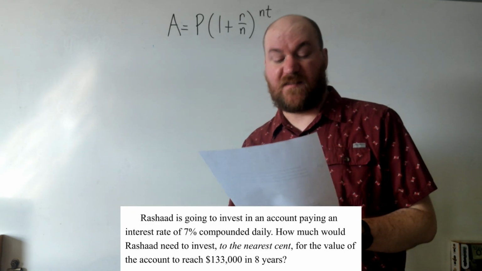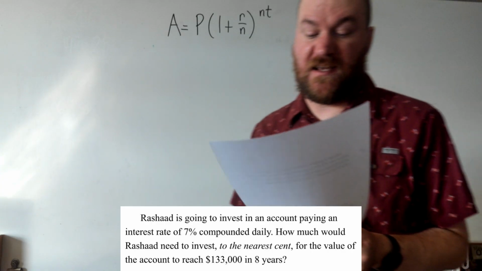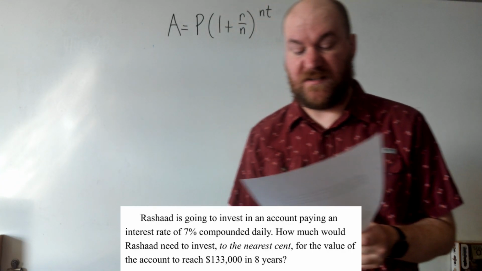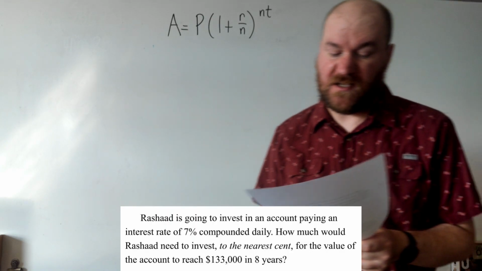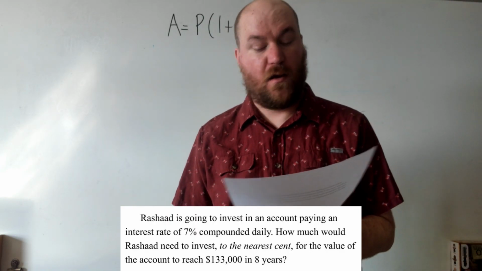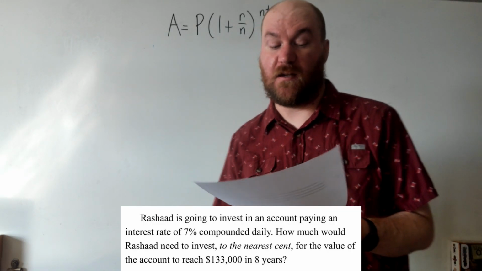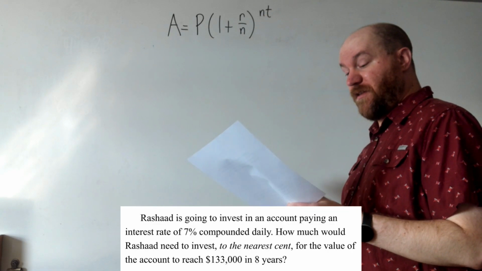So this question says, Rashad is going to invest in an account paying an interest rate of 7% compounded daily. How much would he need to invest to the nearest cent for the value of the account to reach $133,000 in 8 years? Let's go through all the values they gave us.